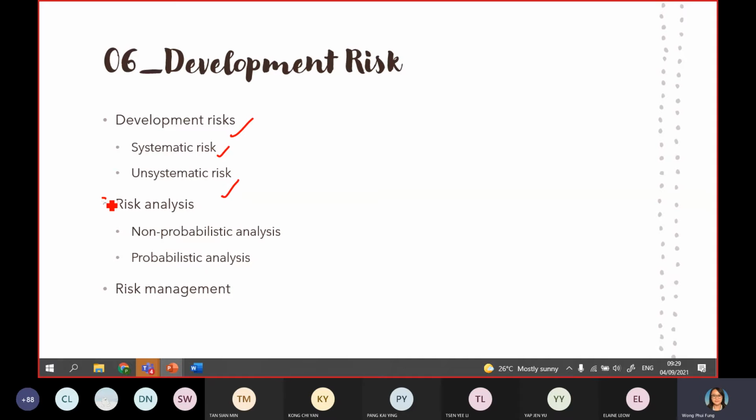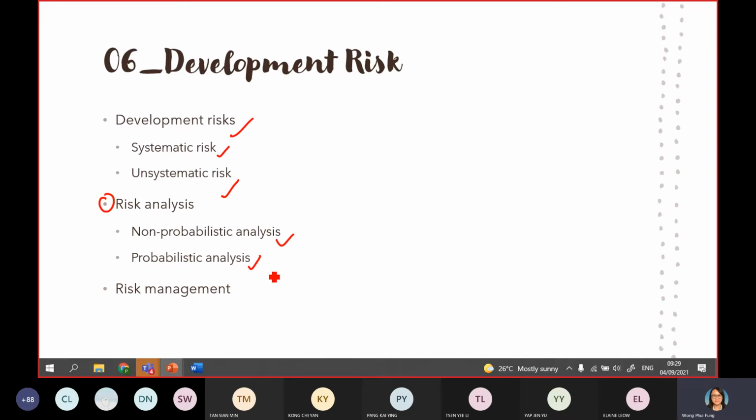Okay. Then after that, we have learned how to use Excel to conduct the non-probabilistic analysis, such as break-even, sensitivity analysis, univariate, bivariate, and scenario modeling.